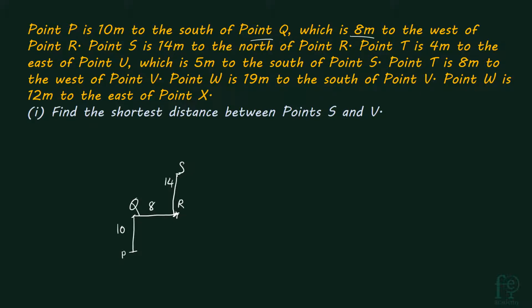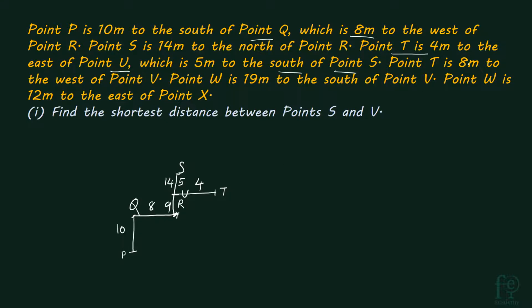Now point T is 4 meters to the east of point U, which is 5 meter to the south of point S. So point U will be 5 meter to the south of point S. So this is S means U will be to the 5 meter. So this distance is 5. So this distance will be 9. UR is equal to 9 and US is equal to 5. So U will be 5 meter to the south of point S and point T is 4 meter to the east of point U. So T will be 4 meter to the east of point U. So that means it's over.